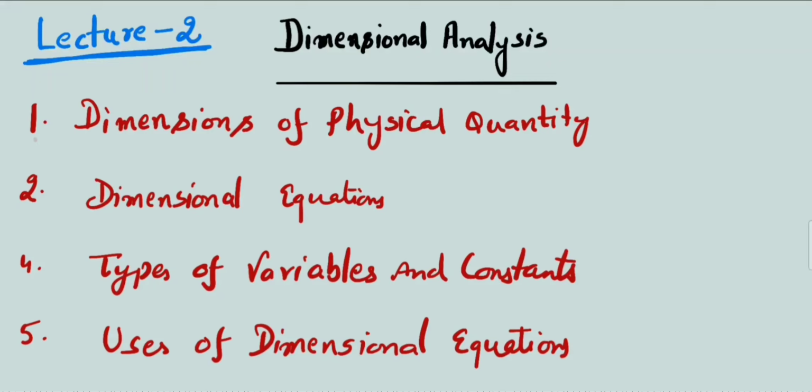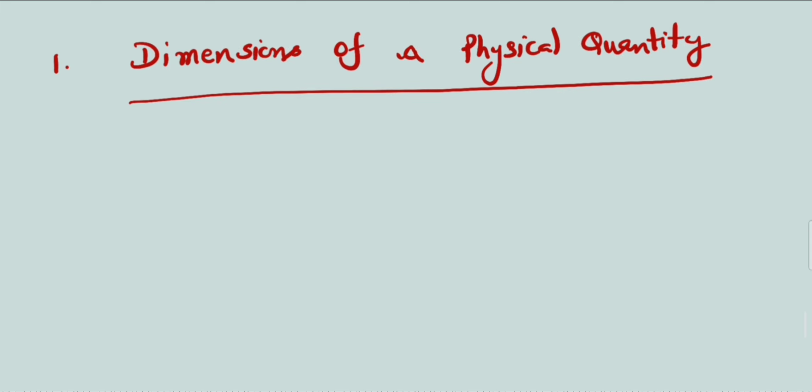This is lecture number 2 of the chapter Units and Dimensions, and in this video we are going to discuss the dimensions of a physical quantity, the dimensional equation, types of variables and constants, and uses of dimensional equations. So let's get started. The first topic here is the dimensions of a physical quantity.